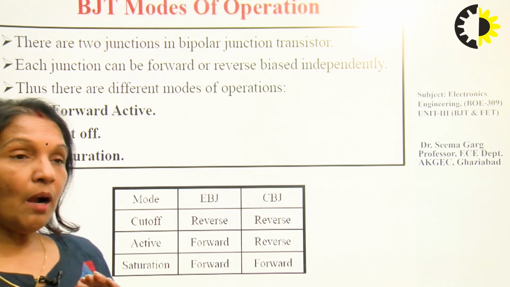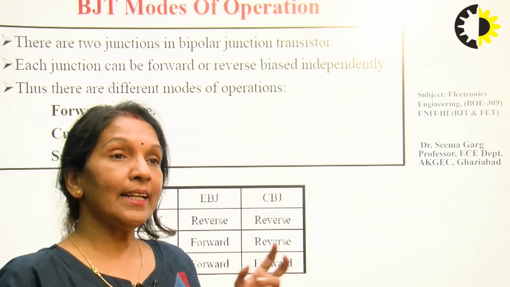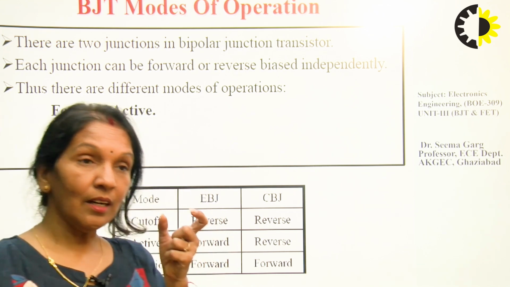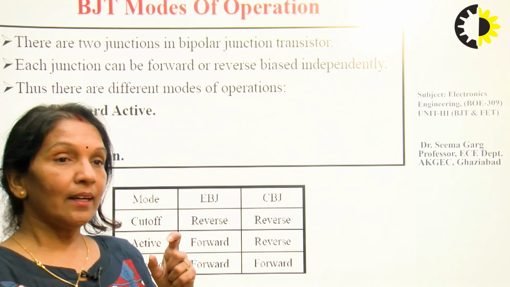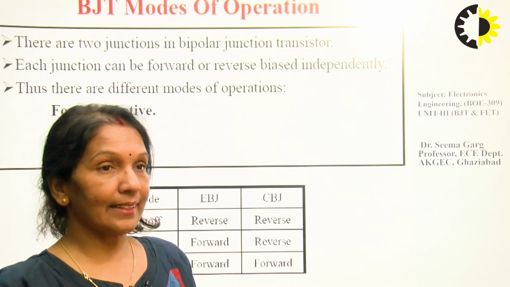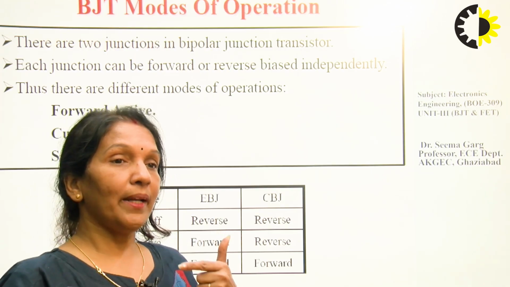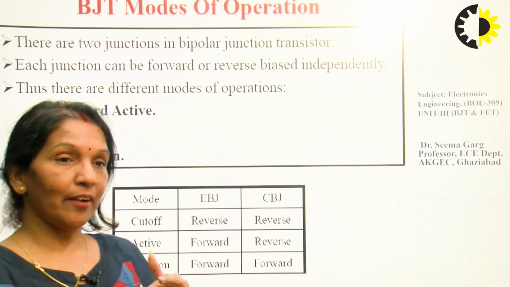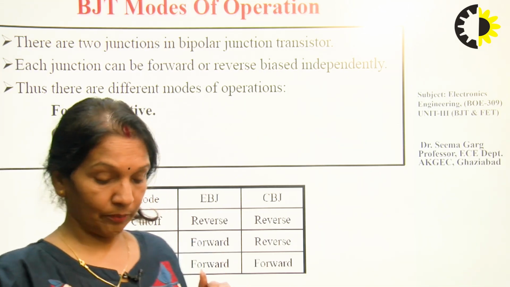So depending upon the biasing, we can decide the application of the transistor. If your transistor is operating in the active region, then it acts as an amplifier. And if we are operating our device between the cutoff and the saturation region, on and off, then it acts as a switch.